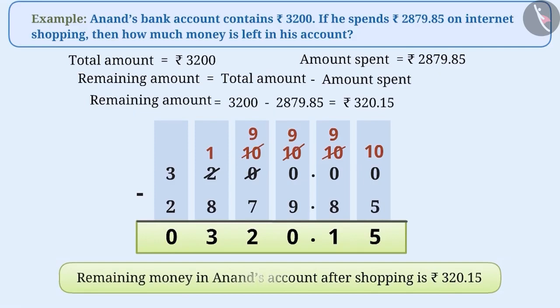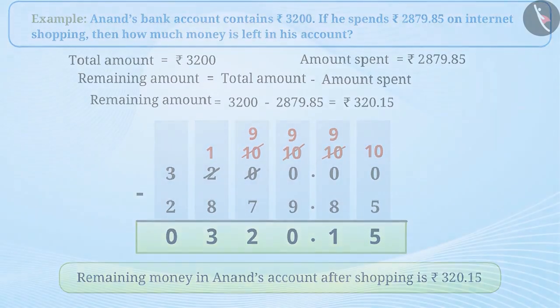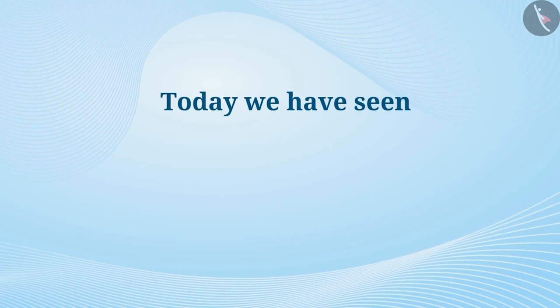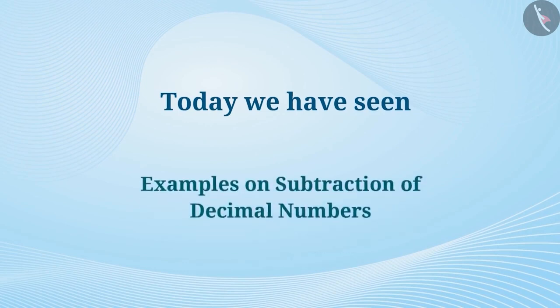Thus, the remaining money in Anand's account after the shopping is rupees 320.15. Today, we have seen examples on the subtraction of decimal numbers. In the next video, we will clear some misconceptions related to it.